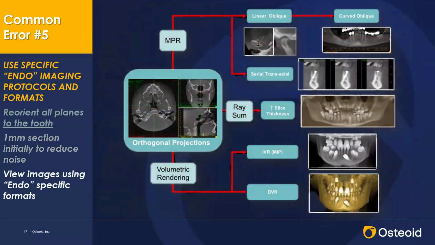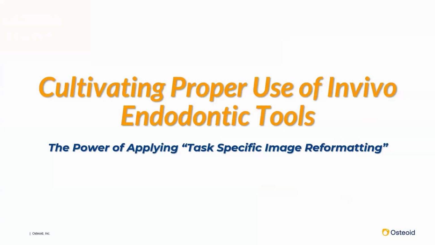The final thing is we have a myriad of different types of formats to look at cone beam CT. We've got multiplanar reformatting, abbreviated MPR. We have RaySum, where we can make it look like an X-ray, and then we have volumetric rendering. So we really have a toolbox of instruments, but we need to use the tools in a specific order. There are some software packages, one of which we'll demonstrate today, which is the InVivo tool, which has very task-specific imaging for endodontics.